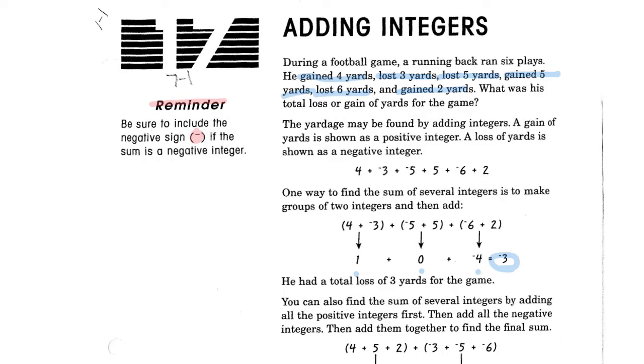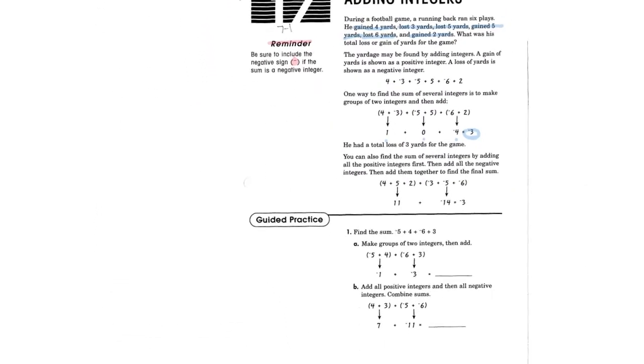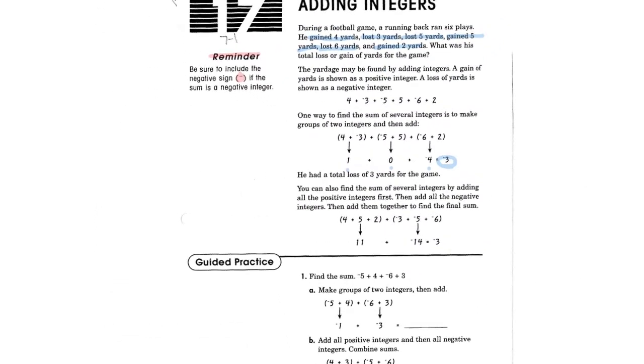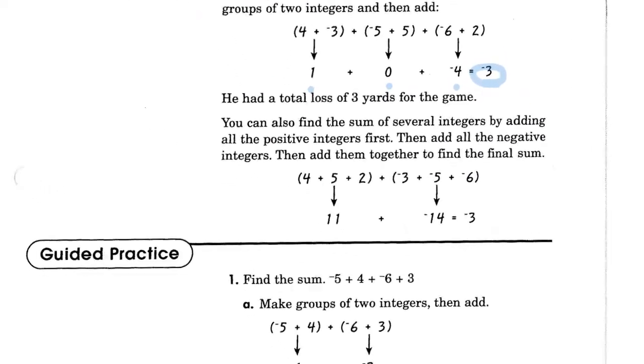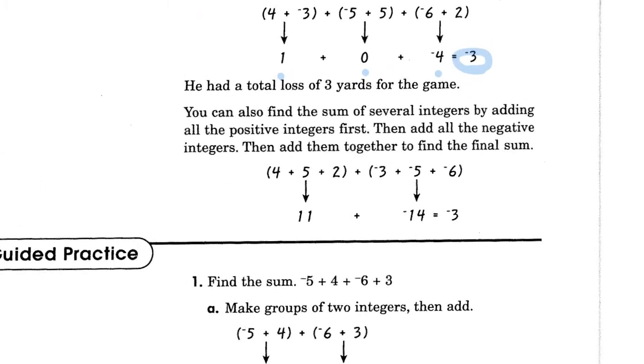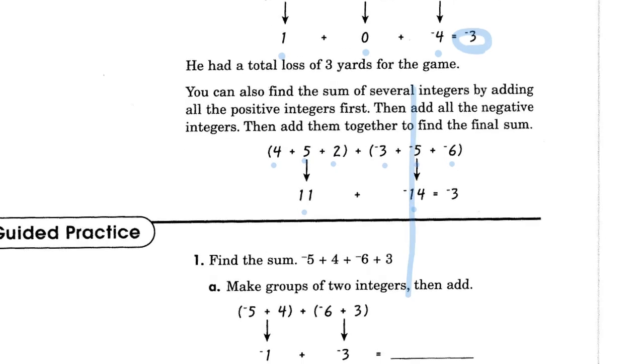You can also find the sum of several integers by adding all the positive integers first and then adding all the negative integers. So they took the positive 4, positive 5, positive 2, and got a positive 11. You have a negative 3, negative 5, negative 6, and you get negative 14. And when you take 11 plus negative 14, you end up with negative 3. So it's the same answer, just two ways to find it.